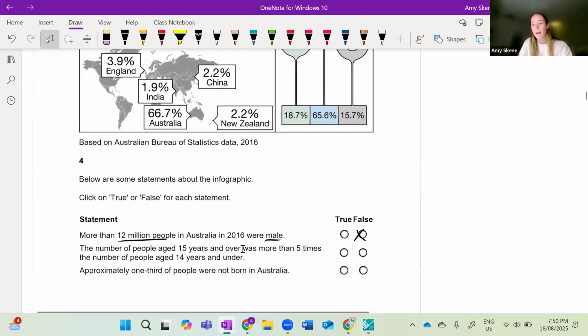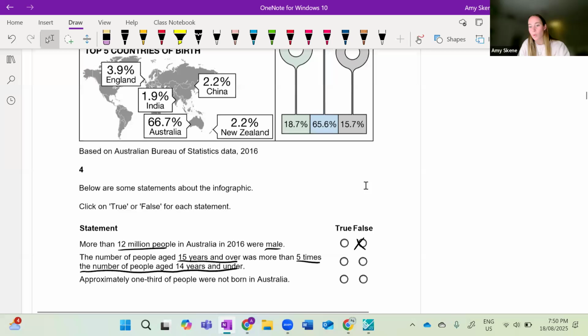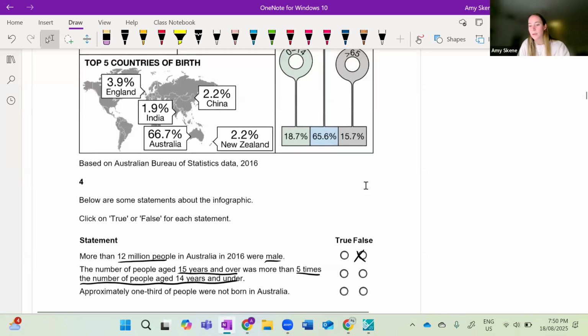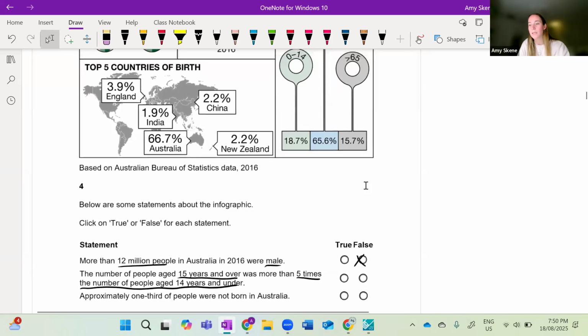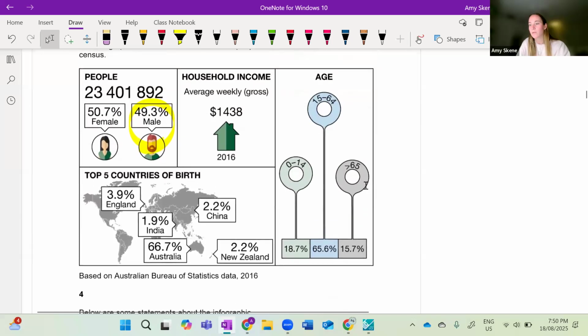The number of people aged 15 years and over was more than 5 times the number of people aged 14 years and under. All right, so 15 years and over, more than 5 times. It's a bit wordy. Let's just start somewhere. So the number of people aged 15 years and over, let's find that. I find age here. We've got the age, and 15 and over includes this one and this one here. So you've got 15 to 64 and over 65. We also need to calculate the number of people there.